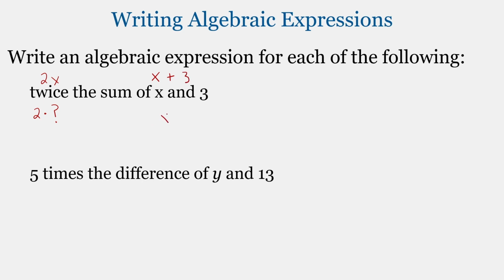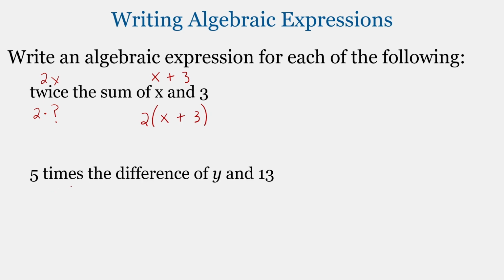So we're going to multiply x plus 3 by 2. And in order to show that we're multiplying x plus 3 by 2, we put that in a grouping. It's the quantity x plus 3 that's being multiplied by 2. So we end up with 2 times the quantity x plus 3.